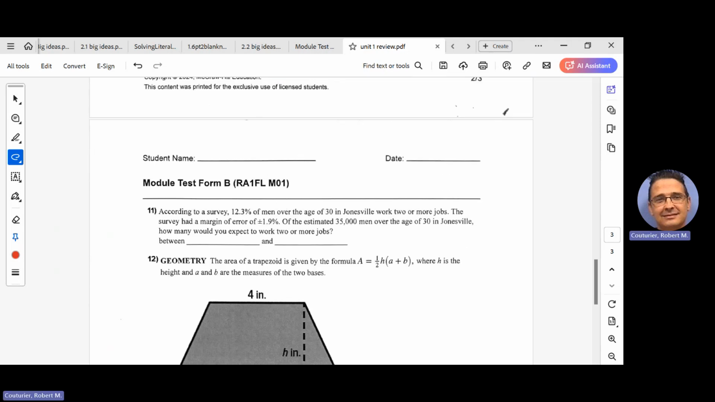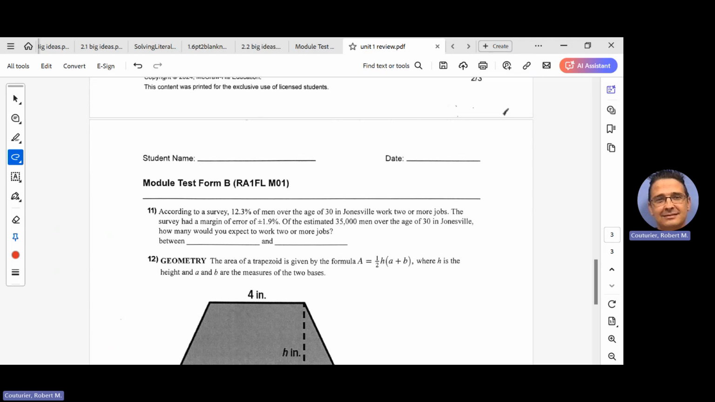Oh, these are the fun ones. Remember this? According to a survey, 12.3% of men over 30 in Jonesville work 2 or more jobs. The survey had a margin of error, plus or minus 1.9%. Of the estimated 35,000 men that were over the age of 30, how many do we expect to work more than 2 jobs? So guys, this was very important the way we set this up.